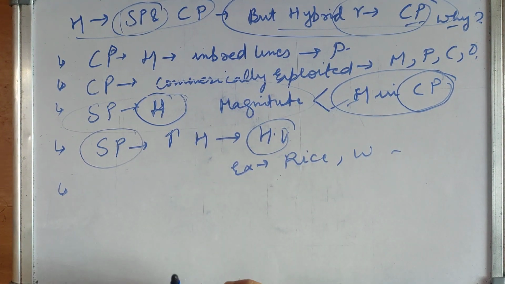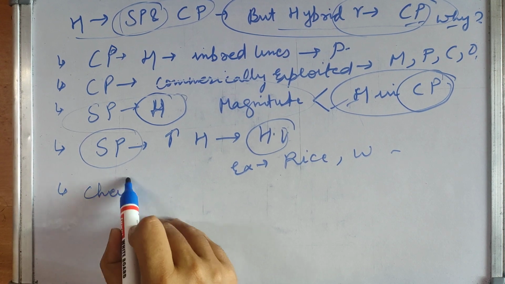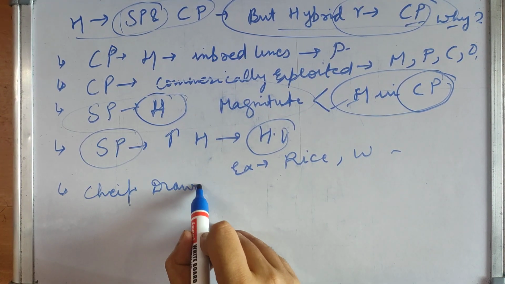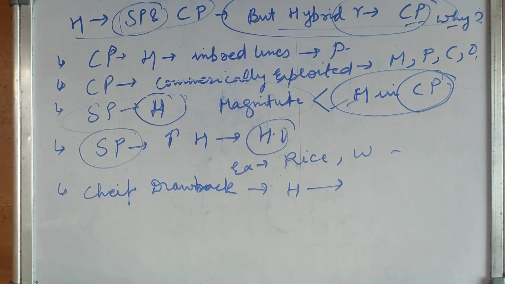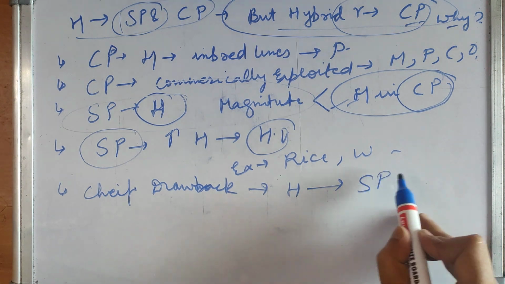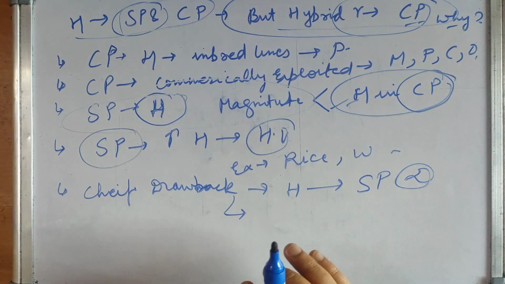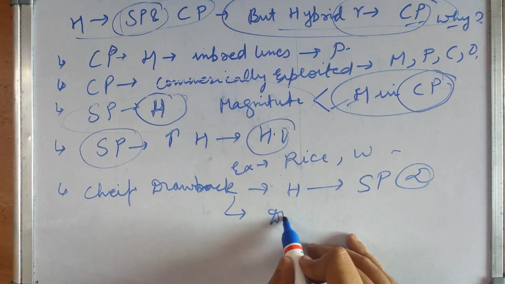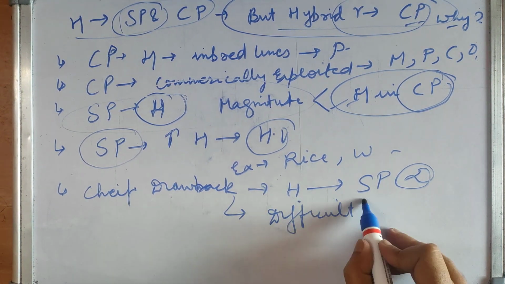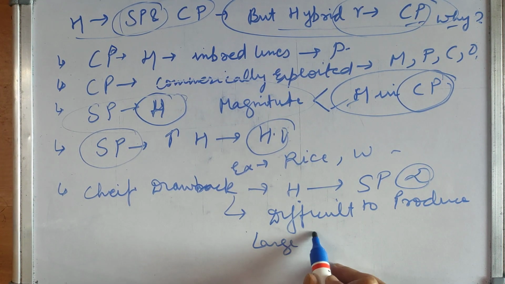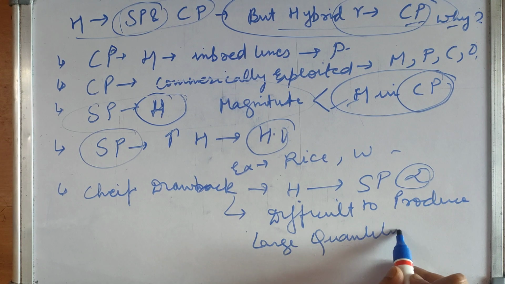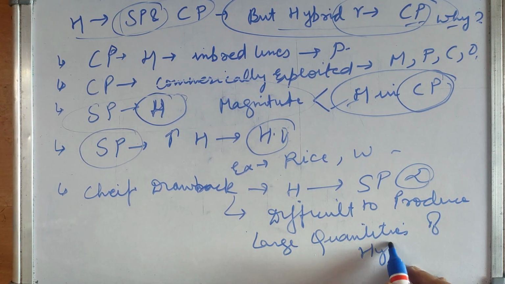The chief drawback in the use of hybrid varieties in self-pollinated crops is the difficulty in production of large quantities of hybrid seed. That is the chief reason why hybrid variety production has not been successful in self-pollinated crops: it is very difficult to produce large quantities of hybrid seed.